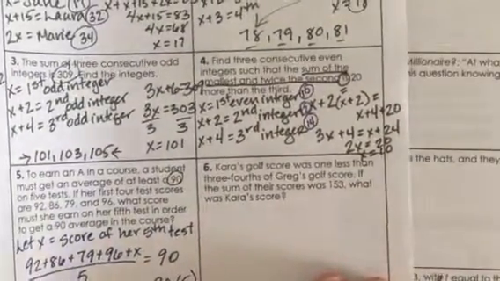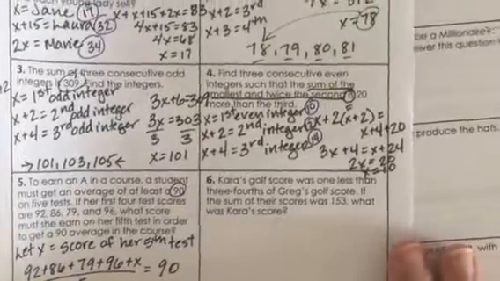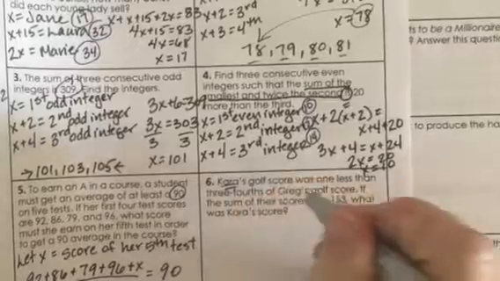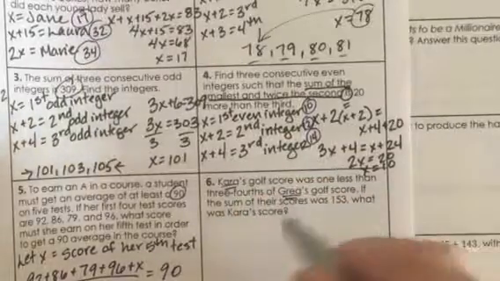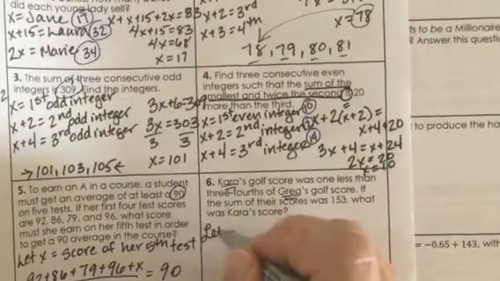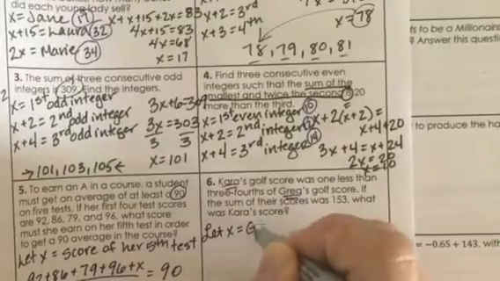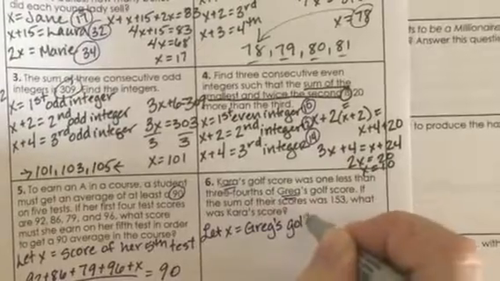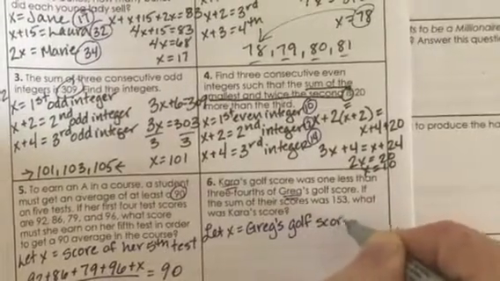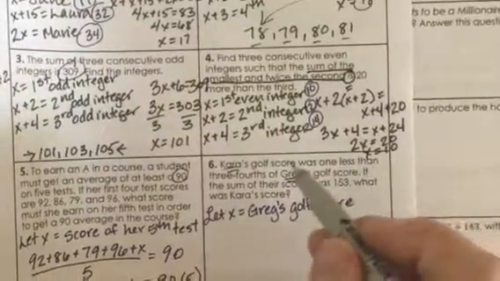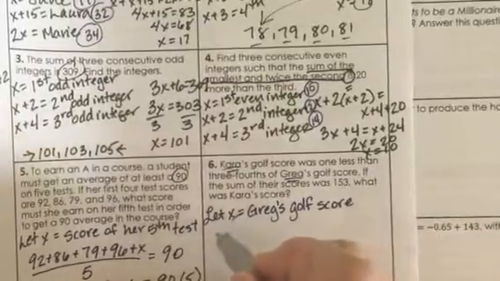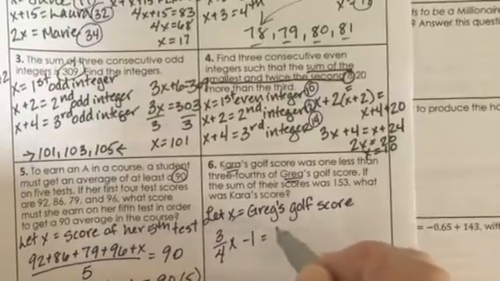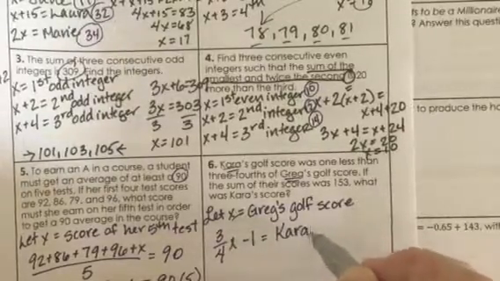Kara's golf score is 1 less than 3/4 of Greg's golf score. Since Kara's golf score is written in terms of Greg's golf score, we're going to let x be Greg's golf score. Okay, 3/4 of Greg's golf score minus 1 is equal to Kara's golf score.